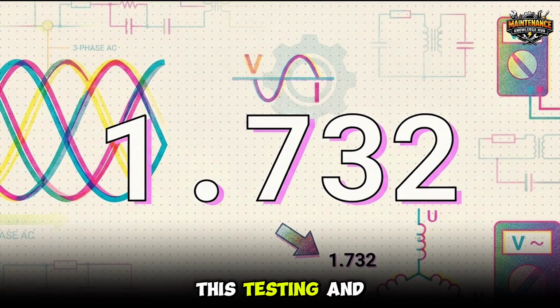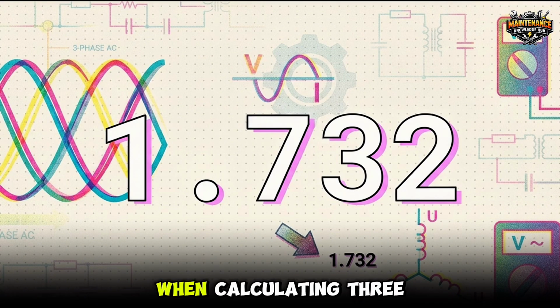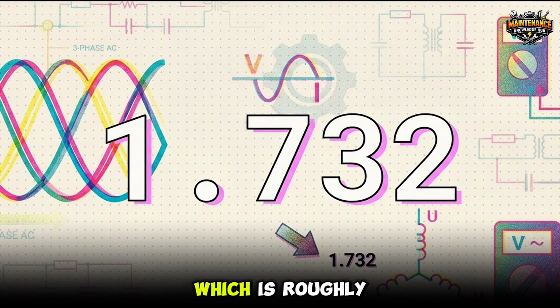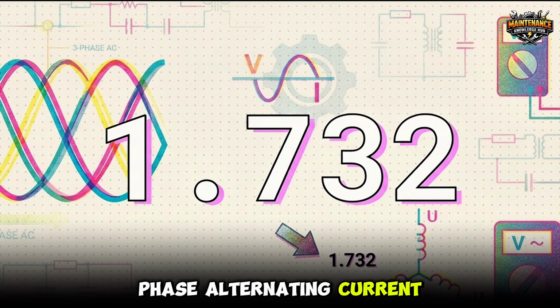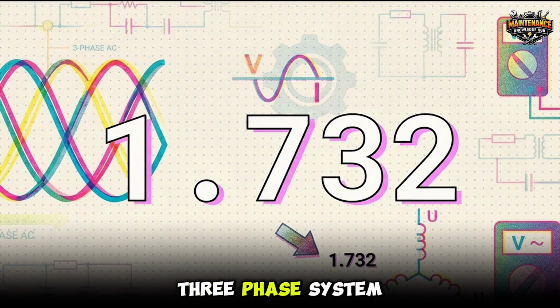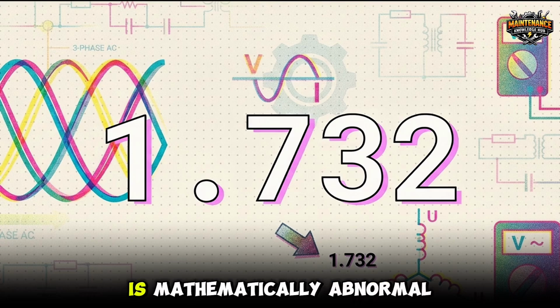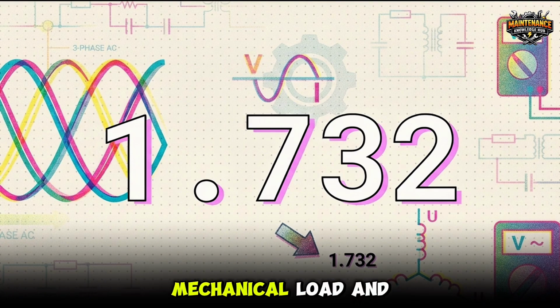Underpinning all of this testing and logic is the fundamental key formula of industrial power. When calculating three-phase power loads, you're constantly going to use the square root of 3, which is roughly 1.732. This constant accounts for the phase offset in a three-phase alternating current system. Power in a three-phase system is roughly the square root of 3 times the voltage times the current times the power factor. Knowing these baseline math relationships helps you immediately identify when a current reading or voltage drop is mathematically abnormal for a specific mechanical load.